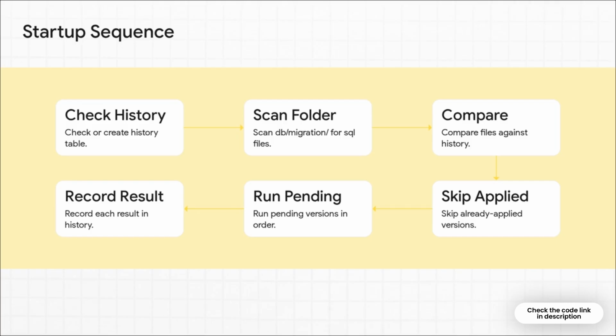It scans your db/migration folder for those .sql files we just talked about. Step 3. It compares the files it found against what is already logged in its history table. Step 4. It brilliantly skips anything that has already been applied. Step 5. It takes any pending files and runs them in strict sequential order. And finally, Step 6, it records the result of each successful run back into the history table. It is elegant, it's predictable, and it is totally automated.